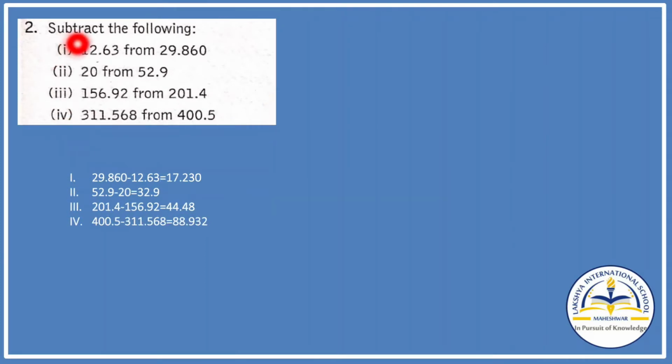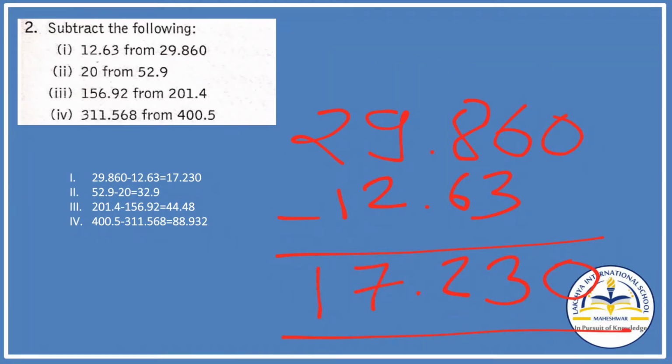Now in question number 2 you have to subtract them. First, 29.860, you have to subtract 12.63. 0 as it is. 6 minus 3 is 3, 6, 2, 9 minus 2 is 7, 2 minus 1 is 1. 17.230 will be the answer.